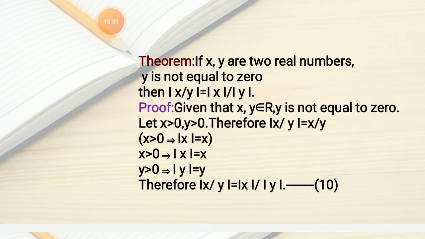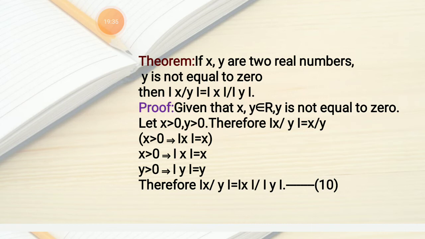Proof. Given that x, y belong to R and y not equal to 0, let x be positive and y be positive. Therefore x by y is positive. Therefore mod x by y is equal to x by y, because whenever x is greater than 0, mod x equals x. X positive means mod x is x, y positive means mod y is y. Therefore mod x by y is equal to mod x by mod y.